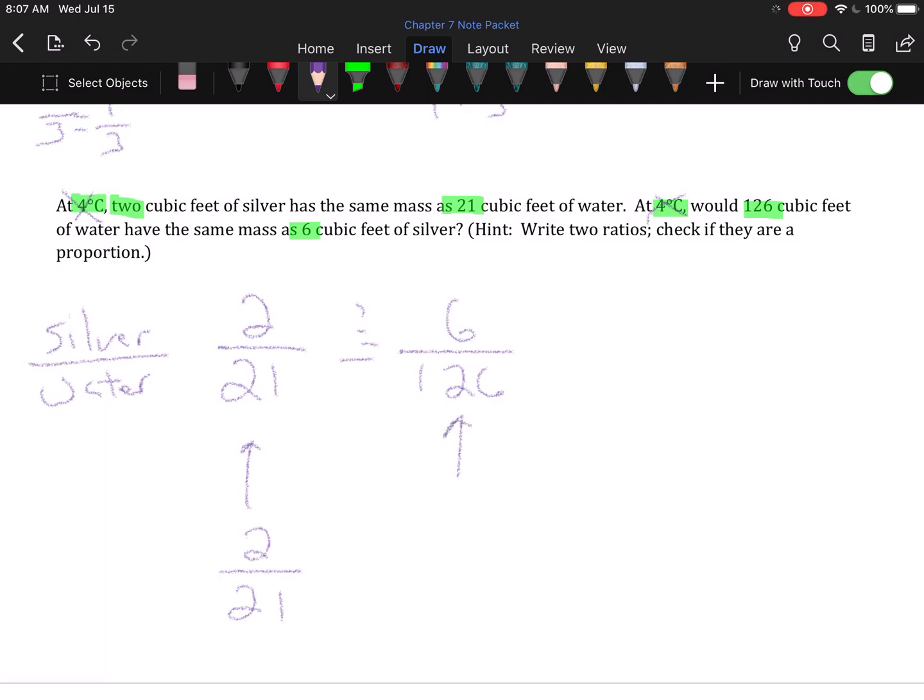6/126, both of these actually do divide by 6. 6 divided by 6 is 1. 126 divided by 6 is 21. Are these the same? No. They're very, very close. If we take something and divide it into 21 parts, you're not going to notice much of a difference between 1 and 2 of them. But there is a difference. They're not exactly the same. So, the question was, do these have the same masses? And the answer is no, because these ratios are different.